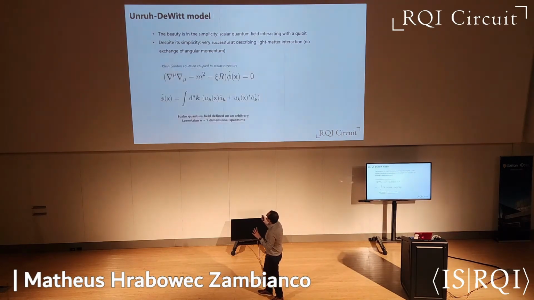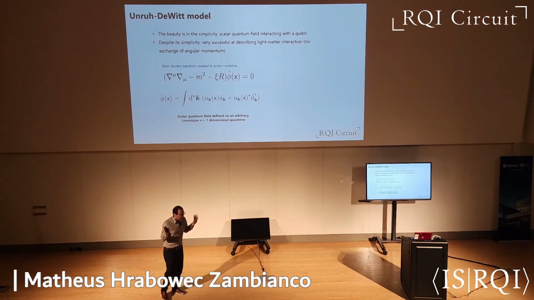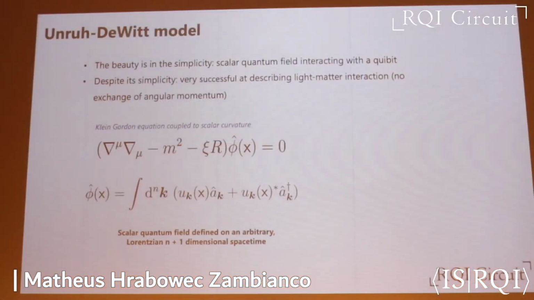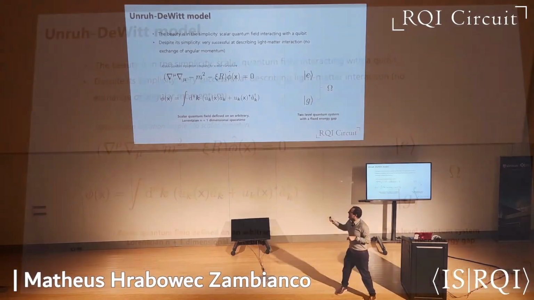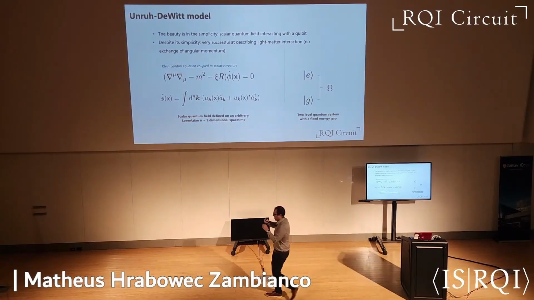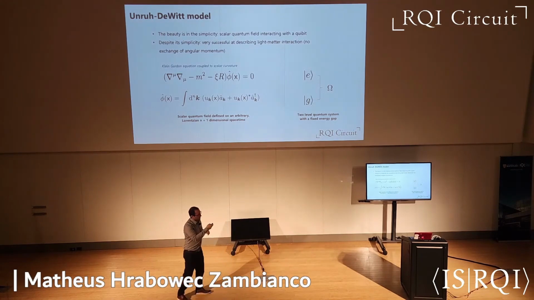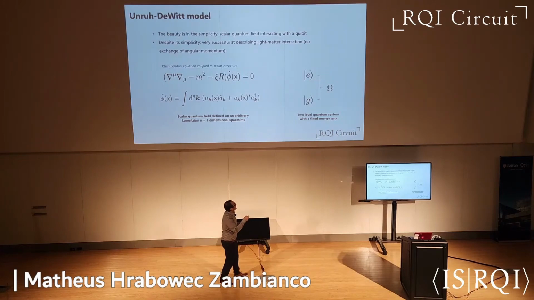So the setup for the model is as follows. We have a field in an n+1 dimensional spacetime, and this is a scalar field. Here I'm asking that this field satisfies the Klein-Gordon equation that might be coupled to the curvature, the Ricci scalar of the spacetime. So we have the field, and we have the qubit, which is simply a two-level quantum system, a quantum system that can have two possible energy levels. Here I'm employing the notation G for the ground state. Then we have the excited state, and those levels are separated by a fixed energy gap, omega.